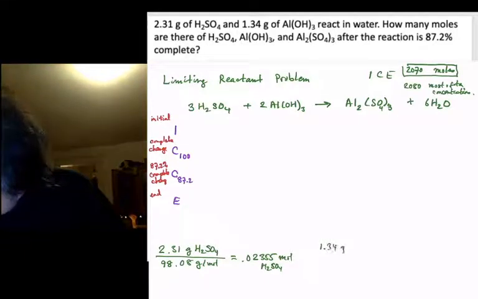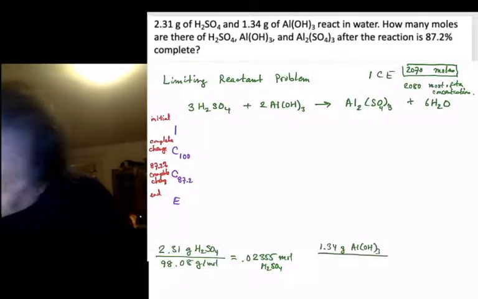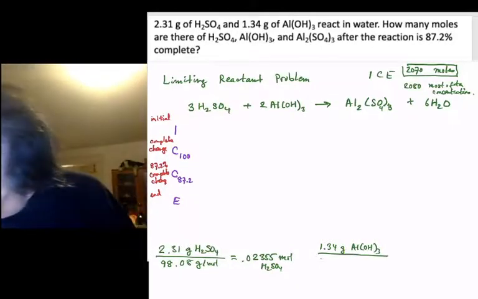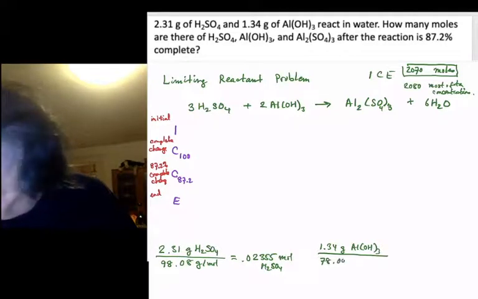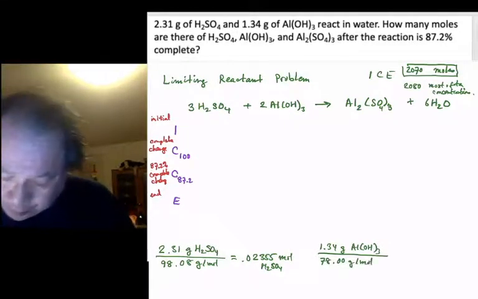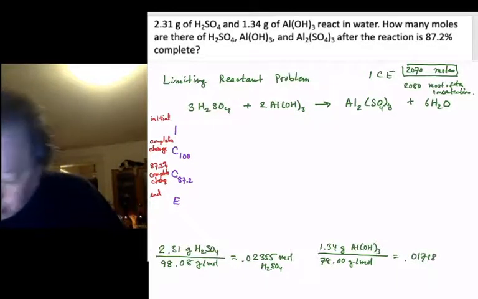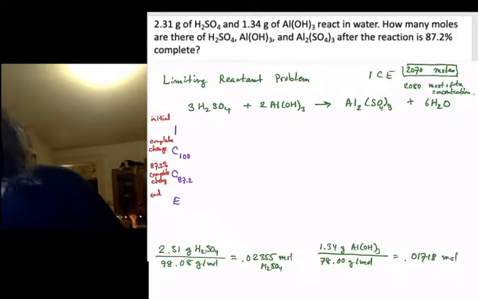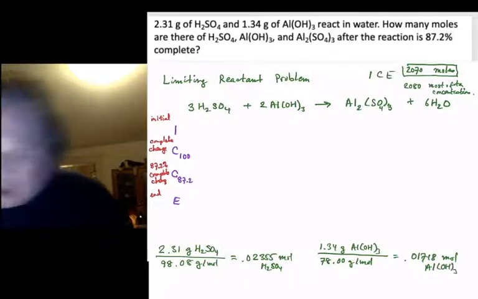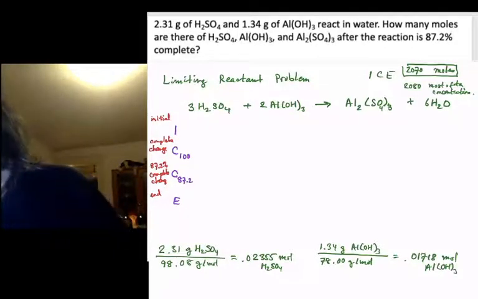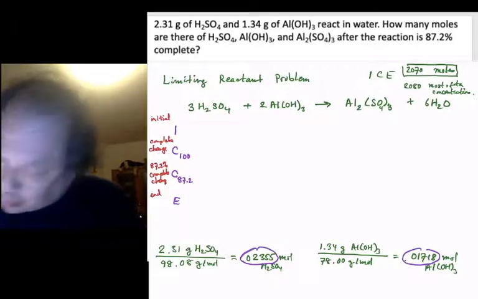The other number we had is 1.34 grams of Al(OH)3. And we divide that by its molecular weight, which is 78.00 grams per mole. And that's equal to 0.01718 moles of Al(OH)3. And so now we have numbers in the mole form. These are in the mole form, here and here. And so I can introduce that right into the table.